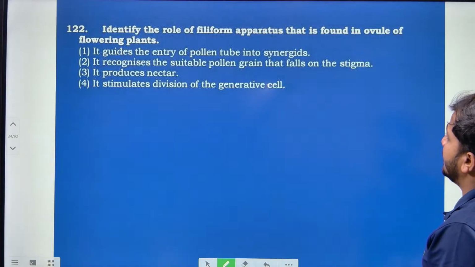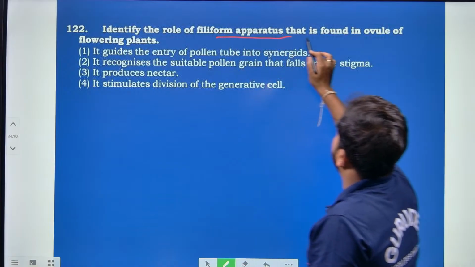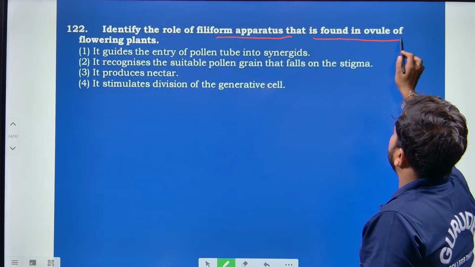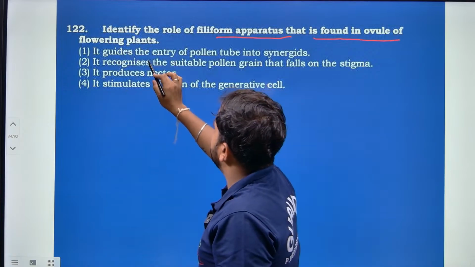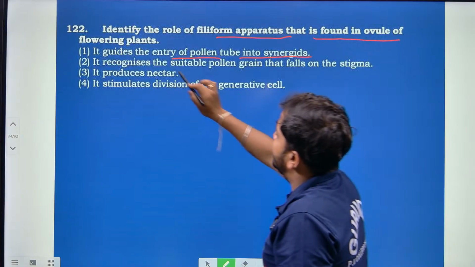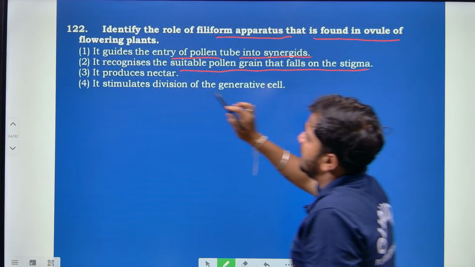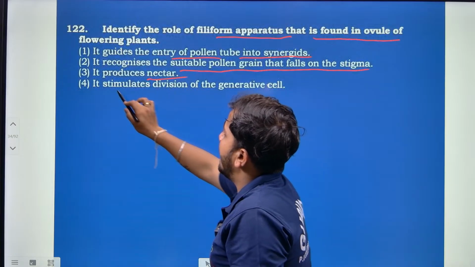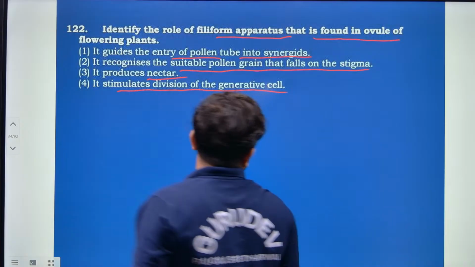Next question: identify the role of the filiform apparatus that is found in the ovule of a flowering plant. It guides the entry of the pollen tube into the synergids. It recognizes the suitable pollen that falls onto the stigma. It produces nectar. It stimulates the division of the generative cell.